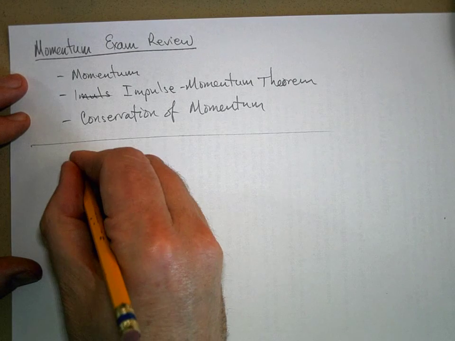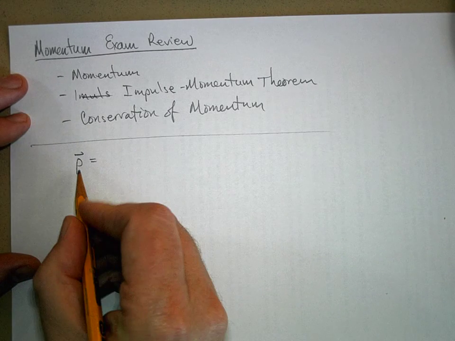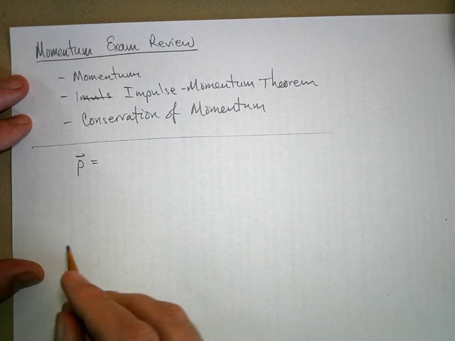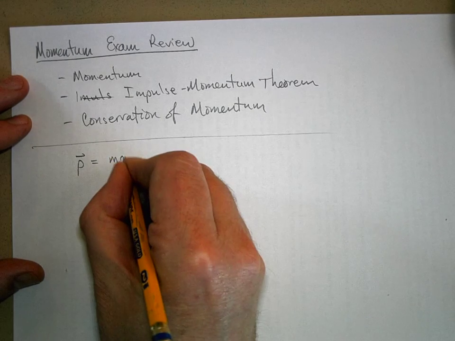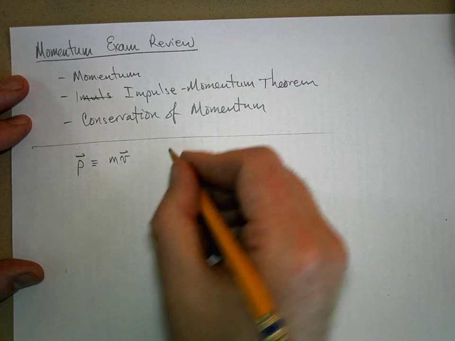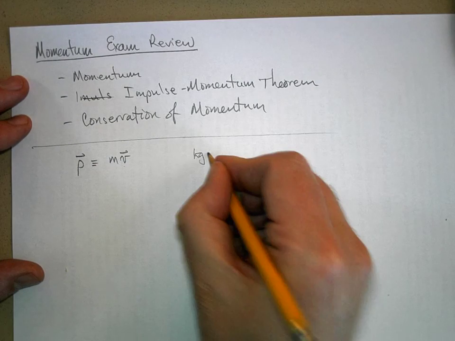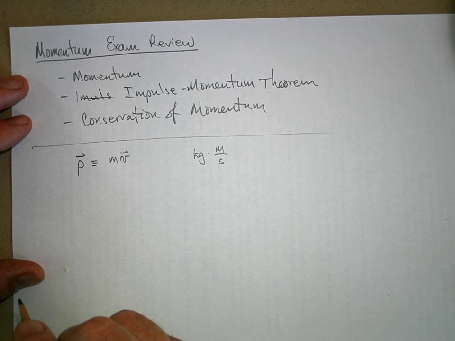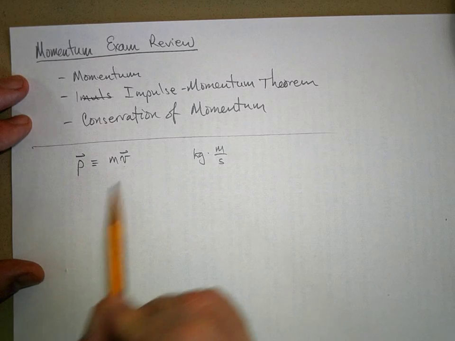So here's a definition of momentum. First of all, momentum, which we use the lowercase p with a vector hat on it to represent, is just an object's mass times its velocity. That's it. It's pretty easy. And that has units of kilogram times meters per second. And the main thing to remember is that momentum is a vector.